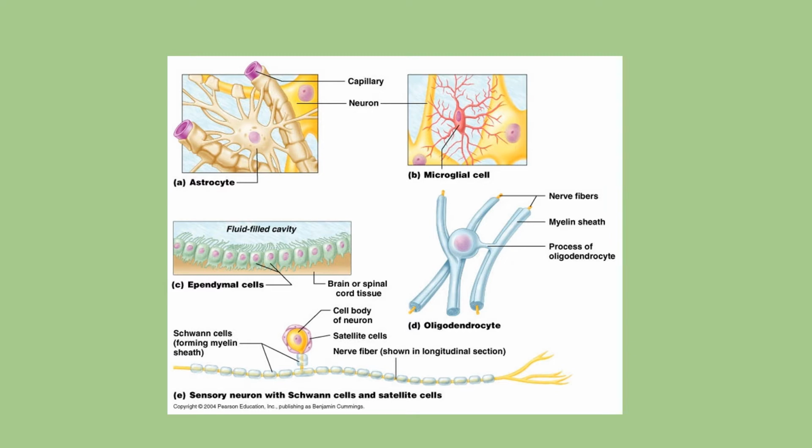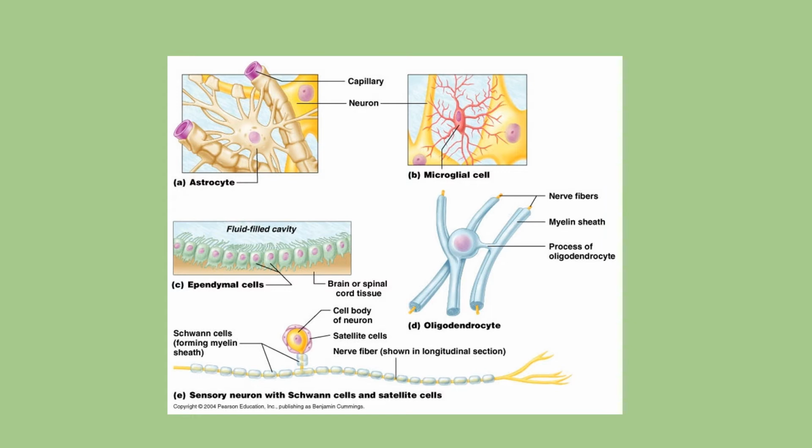Your microglial cells, as you can see here, look very spiny, helping to form the scaffolding between neurons. You have your epidermal cells, and then the oligodendrocytes. They wrap around the neurons, providing insulation, helping to provide this myelin sheath that we see. And then with the peripheral nervous system, you have the Schwann cells and the satellite cells.